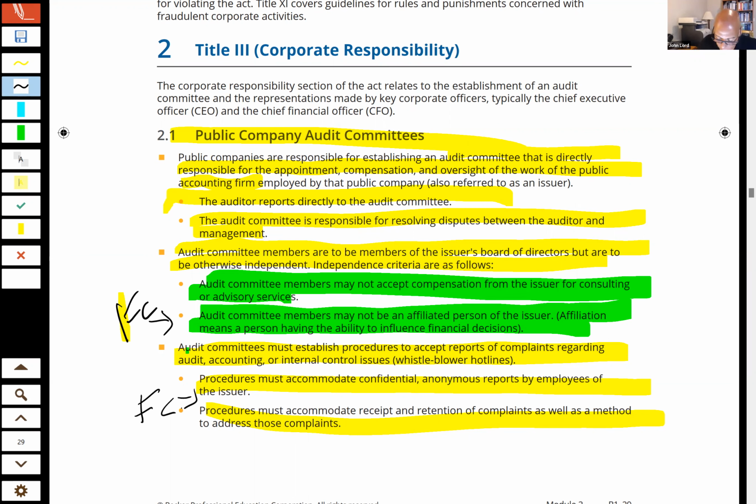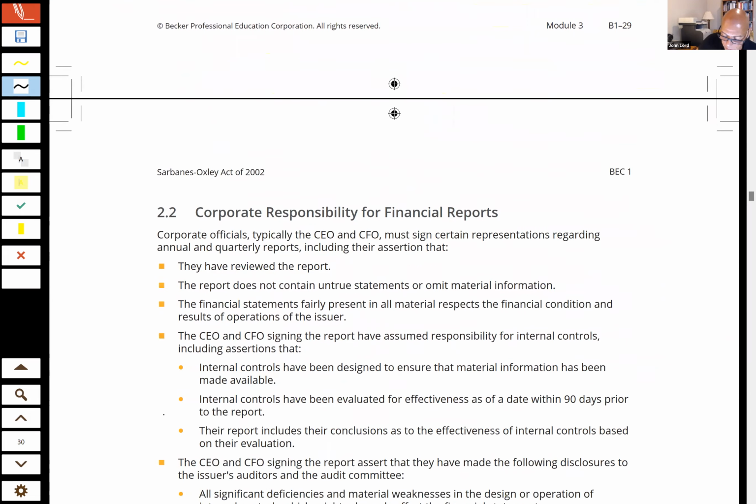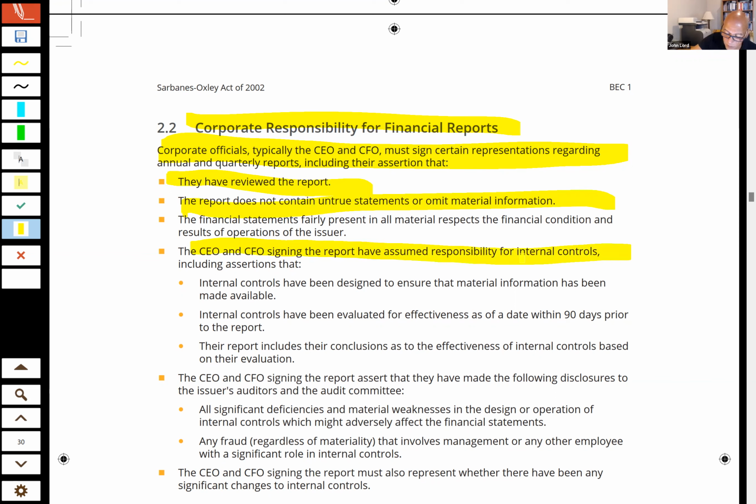Okay, now you come over and take a look at the next page, and let's take a look at corporate responsibility for financial reporting. So we understood something about the board of directors, but now we see that the CEO and CFO must sign a certification representing that they have done what? Looked at the annual and quarterly reports and reviewed them. There are no untrue statements, okay? The CEO and CFO signing have responsibilities for internal controls. Remember, we talked about them being designed and being effective.